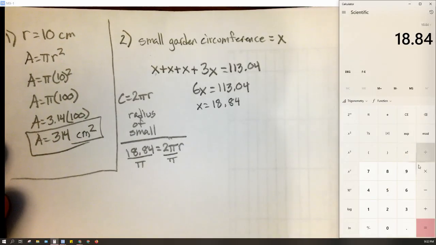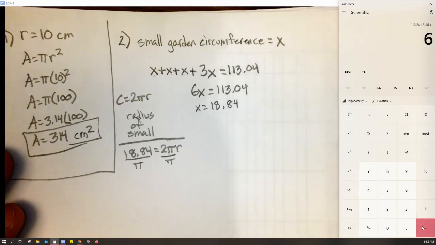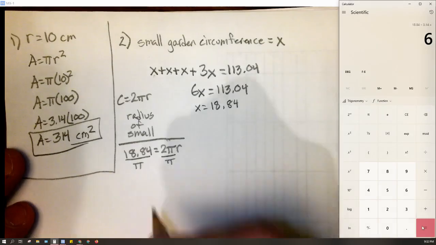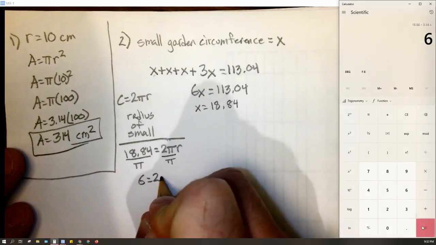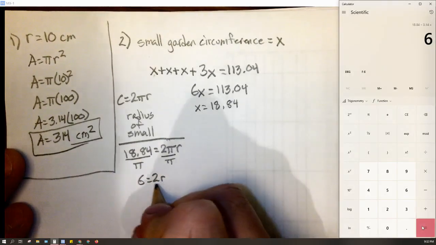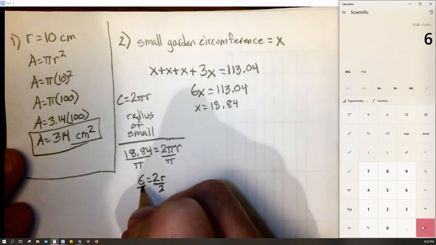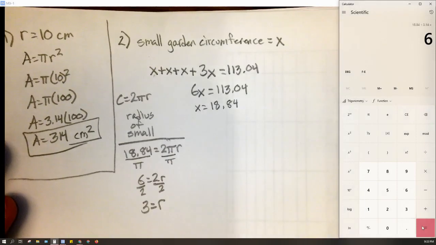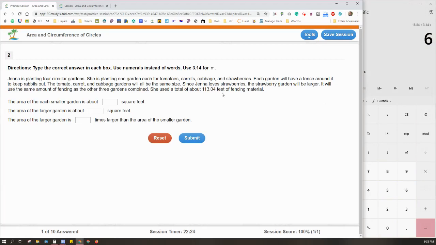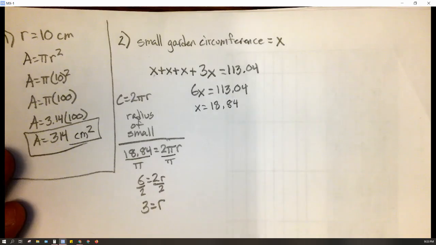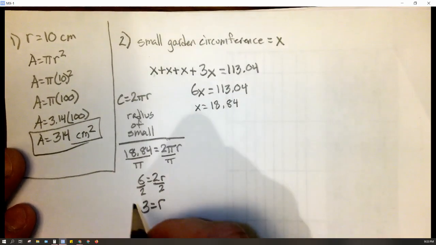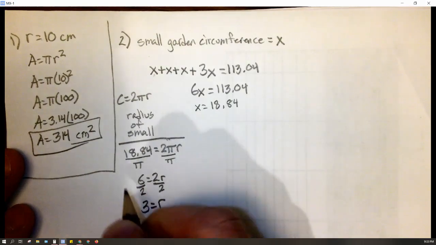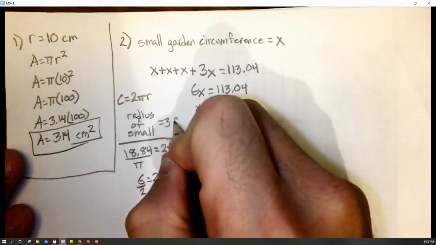So we have 18.84 divided by 3.14, and we get 6. That is then 2 times the radius. So 6 equals 2 times the radius. And then I divide both sides by 2. 6 divided by 2 is 3. So the radius of the small garden is 3. Now if I want to put a unit of measurement on this, I just have to look back. They were using feet, so we're still using feet. So the answer is the radius of the small garden is 3 feet.